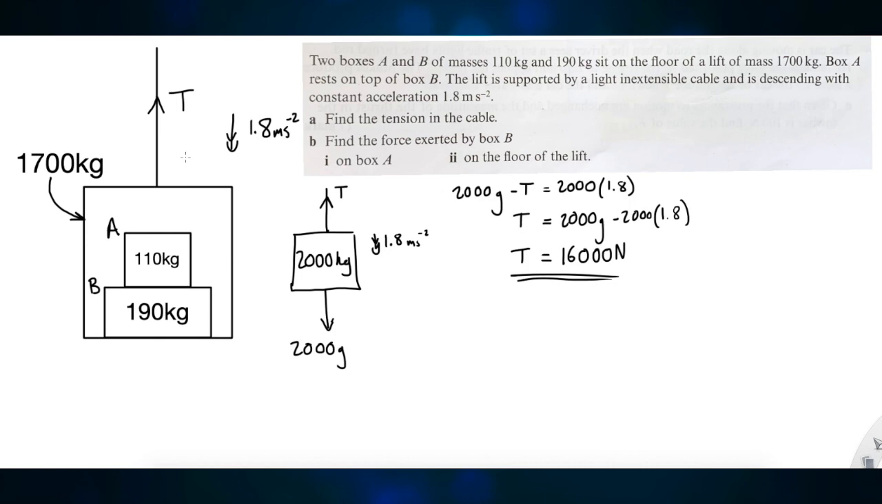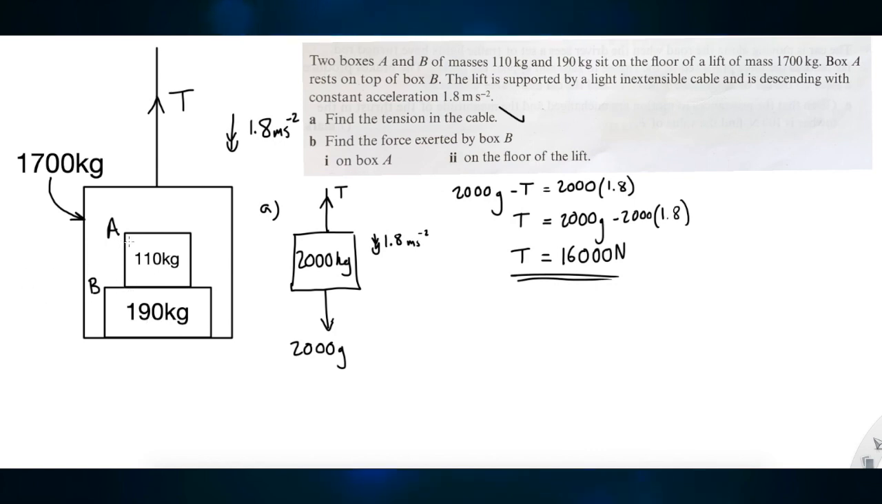Okay, so the less tension in this situation, the faster it's going to accelerate. If there was no tension, it would accelerate at 9.8 meters per second squared. Okay, so that's A done. The force exerted on box B by box A. Okay, well, let's have a look.